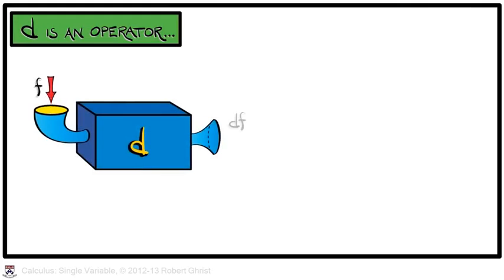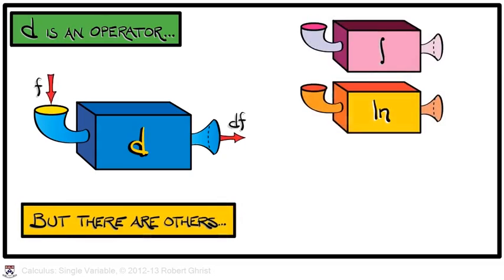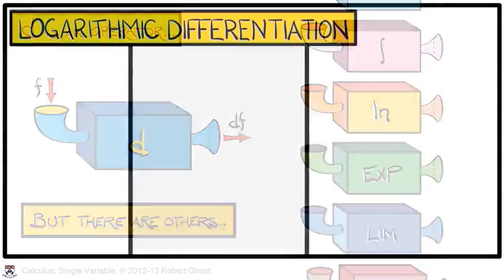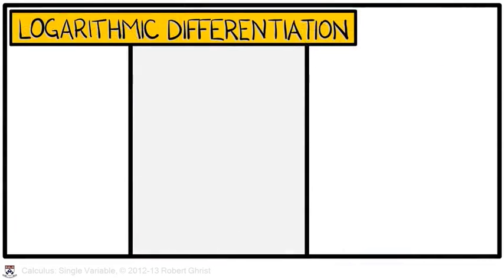What we will use is the idea that differentiation is an operator and that it acts on equations as well as functions, and more importantly, it works well with other operators such as exponentiation, integration, or taking a limit. In particular, the differentiation operator works well with the natural logarithm operator. And that is the basis for the method known as logarithmic differentiation.